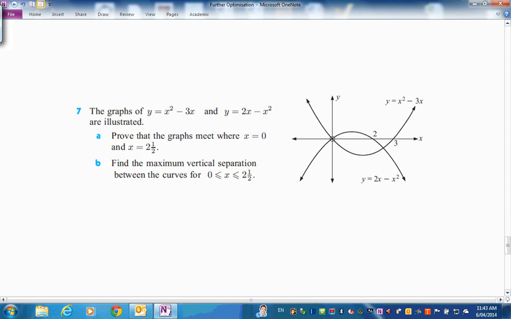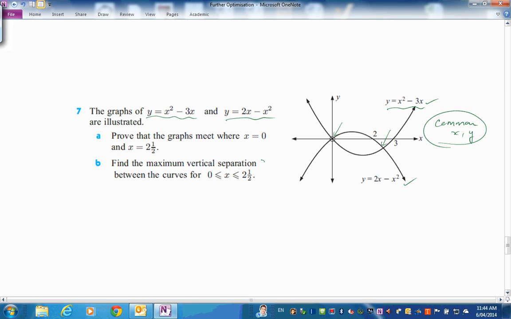Publication for Year 11. And it's a slightly different one here. We've got graphs of two functions. There's the first one, and there's the second one. Prove that the graphs meet where x equals 0. So remember where they meet, these points have a common x and y. So if you put the two y expressions equal, you should be able to find that common x and y.